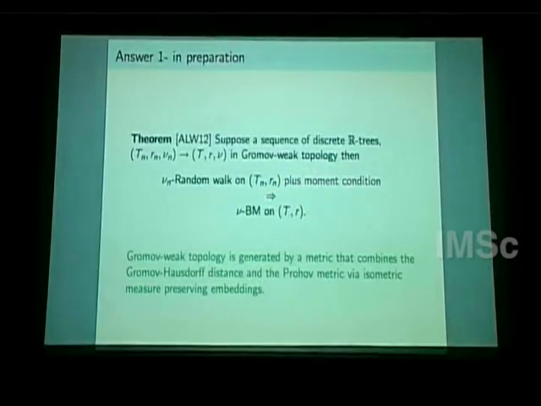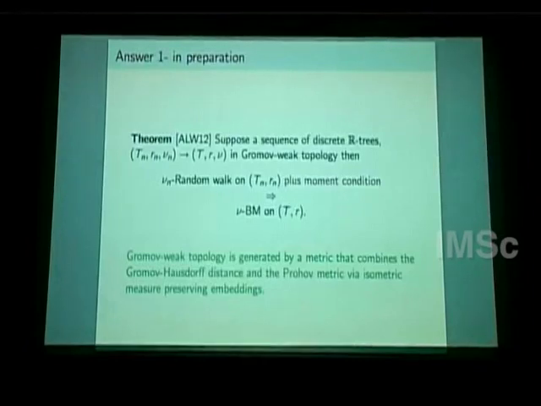And this Gromov topology is also not very easy to work with, but it's fairly intuitive. You embed everything in one big metric space. In that metric space, you compare the Hausdorff distance between the sequence and the limiting metric space, and the Prohorov metric between the measures. So a natural thing to do, but of course it's very abstract to work with.